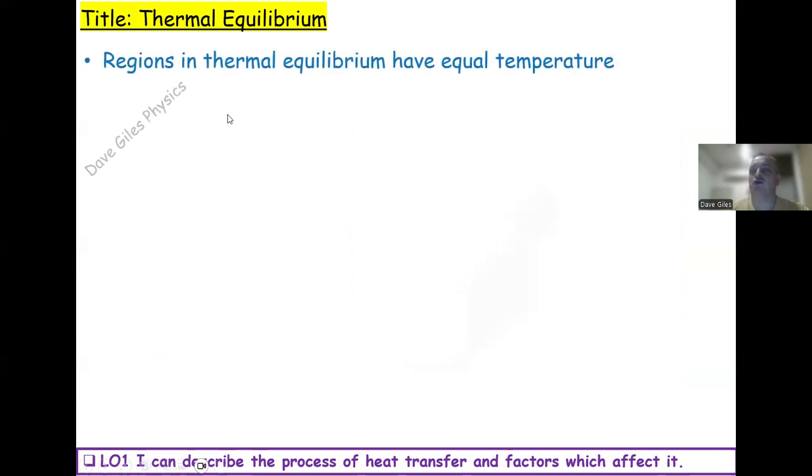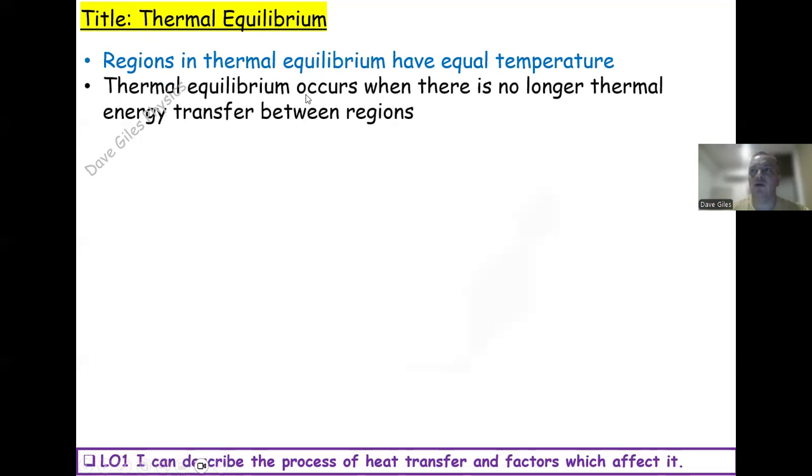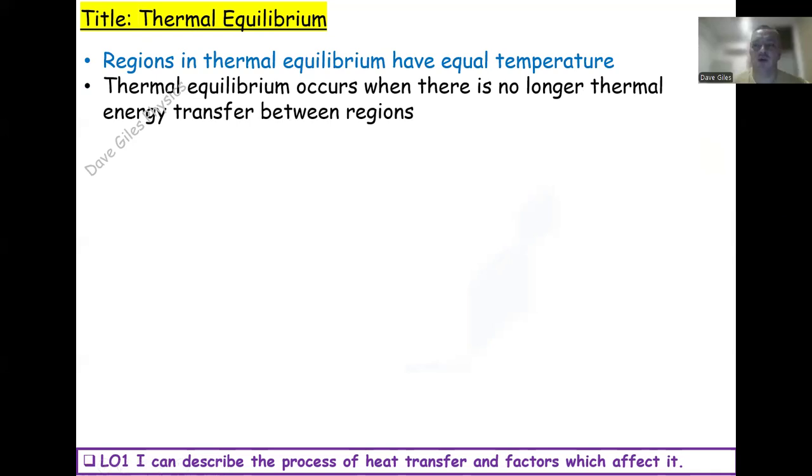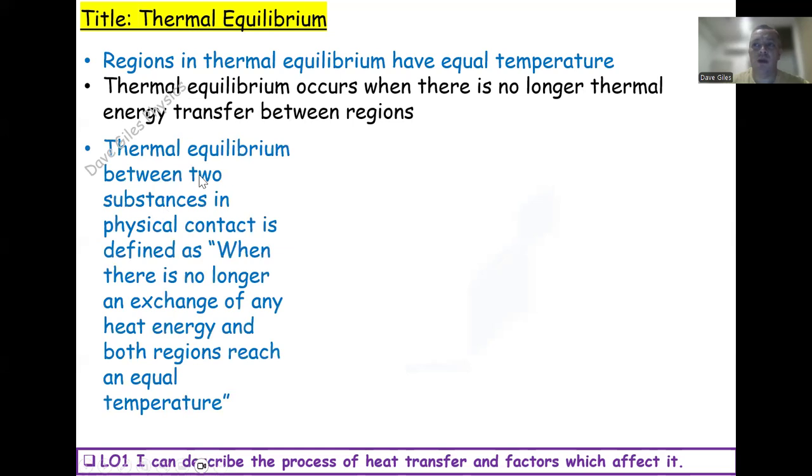So regions in thermal equilibrium have equal temperature. Thermal equilibrium occurs when there's no thermal energy transferred between regions. So thermal equilibrium between two substances in physical contact, that have to be touching each other, is defined as when there is no longer an exchange of any heat energy, and both regions have an equal temperature.